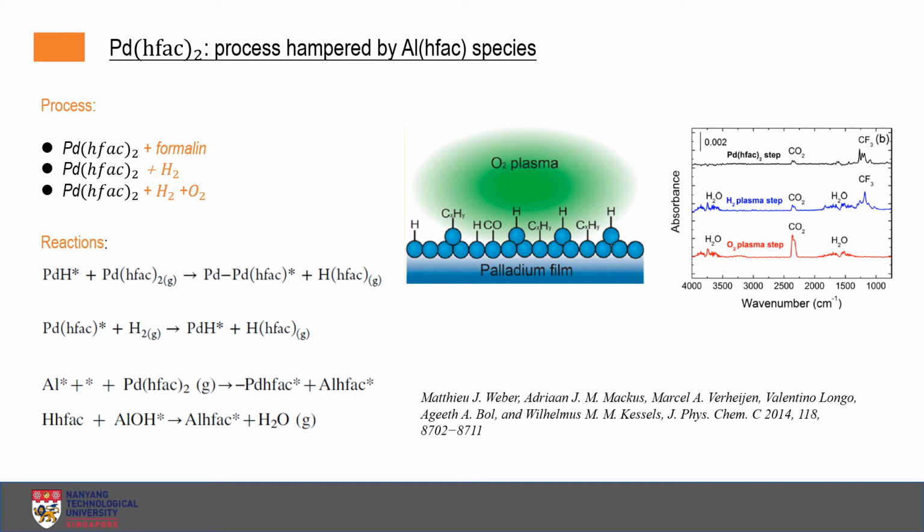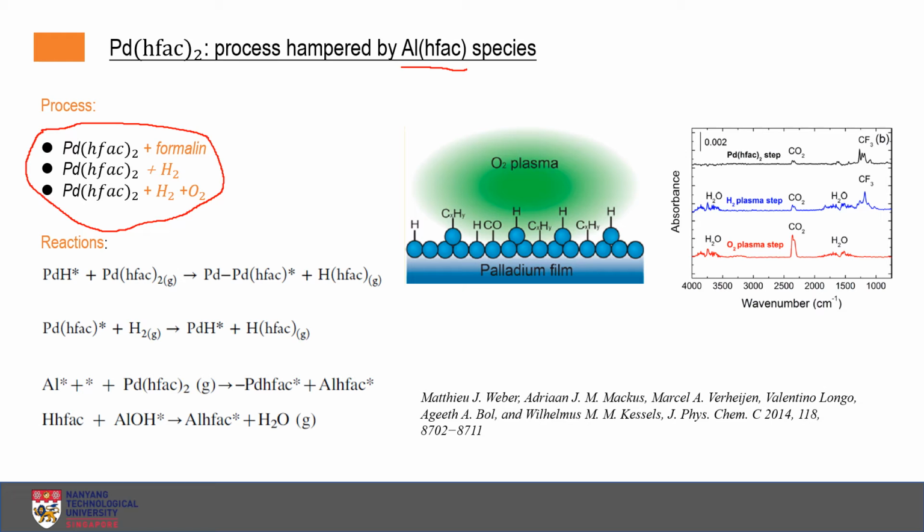The third precursor is Pd(hfac)2. This is the most widely used precursor in Pd ALD. There are three processes in total. And for the first two processes, which use formalin and hydrogen as precursors, the fabrication was successful. However, the growth rate of palladium thin film was very slow at the beginning of the process. So then it was discovered that one of the byproducts, AlHfac species, hamper the process.